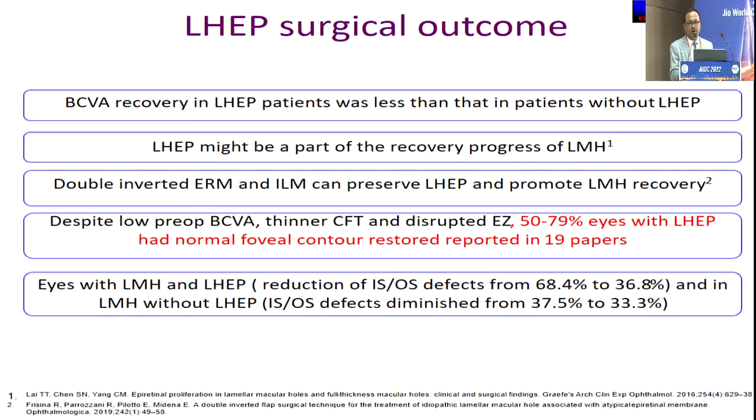LHEP might be a part of the recovery process of an LMH. Double inverted ERM as well as ILM can preserve LHEP and promote LMH recovery. Despite low visual acuity, thinner CFT and disrupted ellipsoid zone, 50 to 79% of LHEP patients had a normal foveal contour restored, which was reported in around 19 papers. So that is one thing which is probably a positive outcome from this surgery.